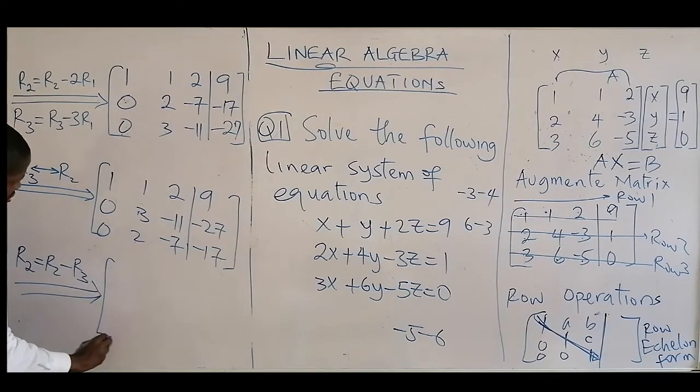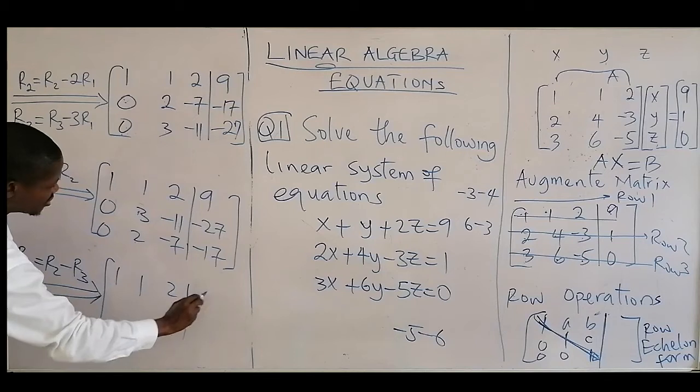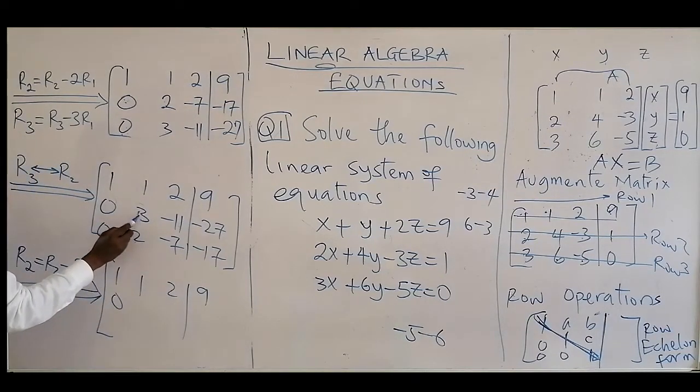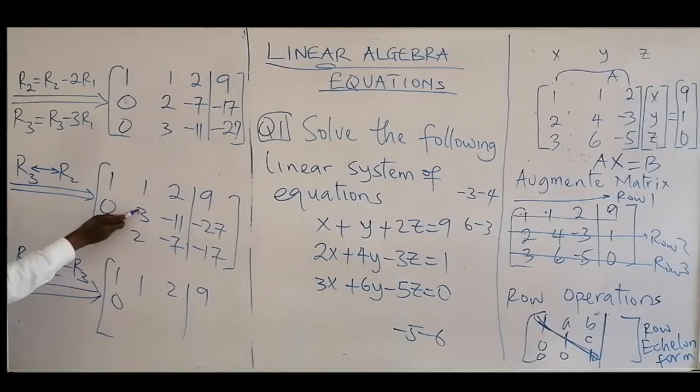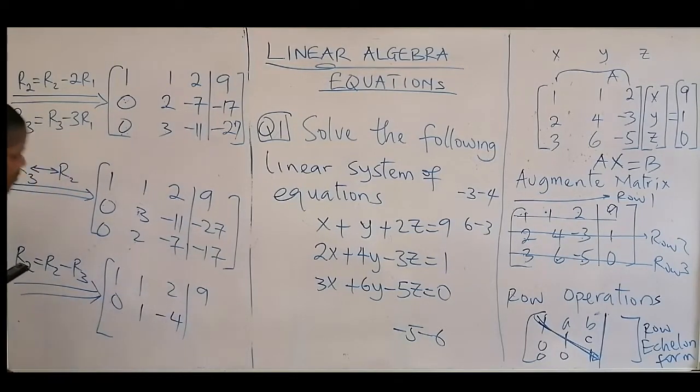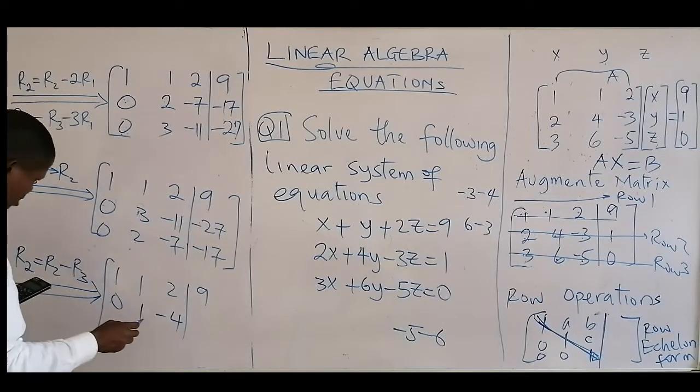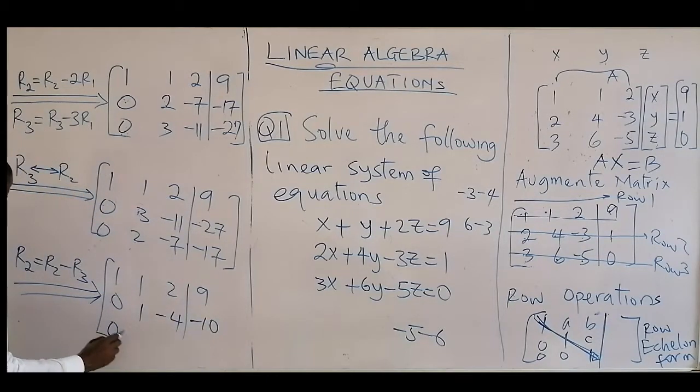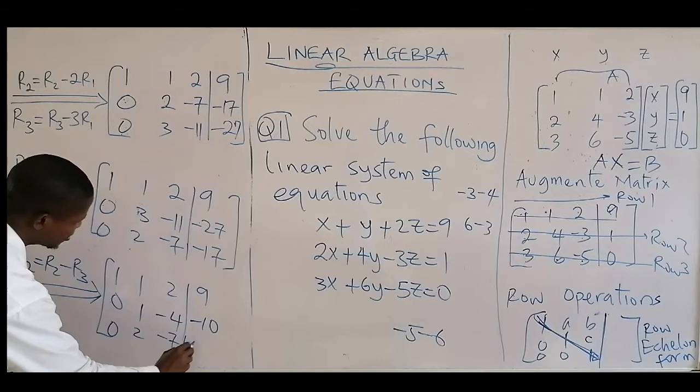Okay? And that will be equal to what? 1, 1, 2, 9, 0, 3 minus 0, that's 0, 3 minus 2, that's 1, then minus 11 minus 7. So that will be what? Minus 4 here. And then here also, minus 27 minus 17. That will be what? That will be minus 10 here. Okay, that's 0, 2, minus 7, and minus 17.